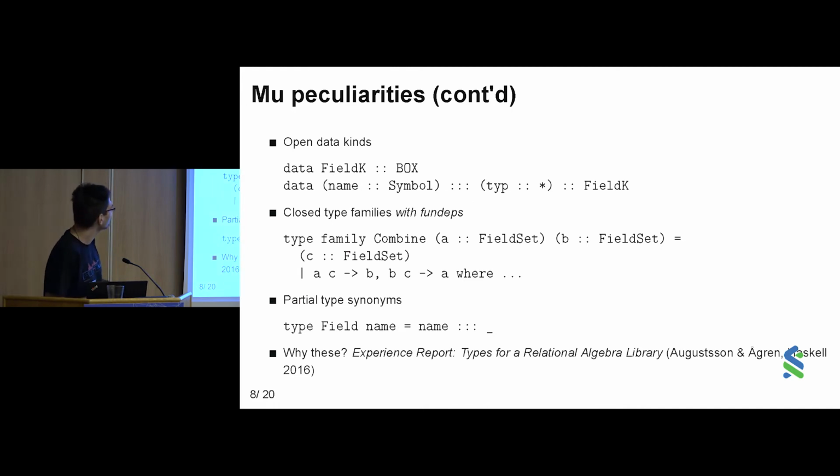Okay, we have open data kinds instead of closed data kinds. So in this example, we define a data kind here, and then separately from that, we say, oh, by the way, this type is actually one of the types that belong to this data kind. We have only closed type families, but we do have functional dependencies for them. Like in this example, this is something you can't write in GHC currently. It's the classic triangle example where any two of the arguments and the result uniquely determine the other argument. And we have partial type synonyms.